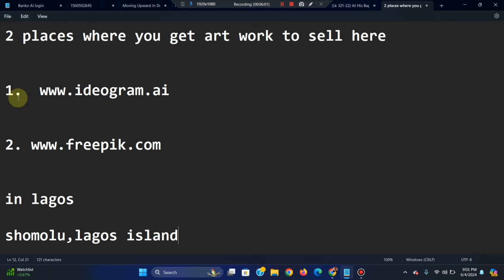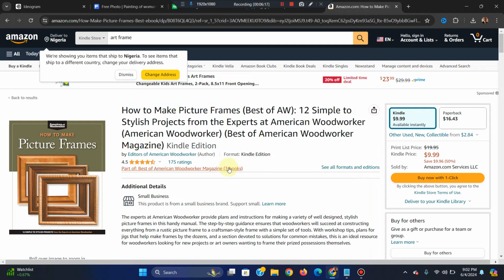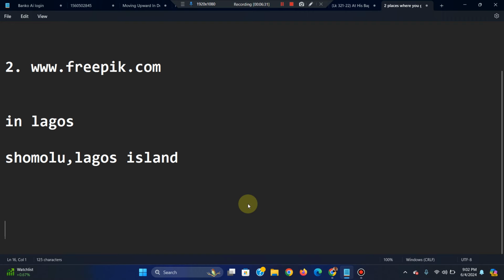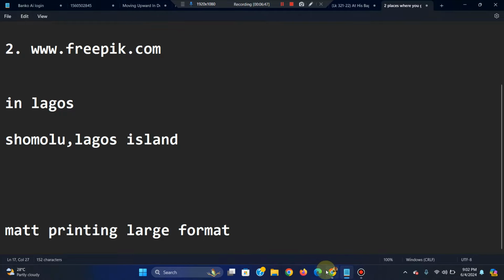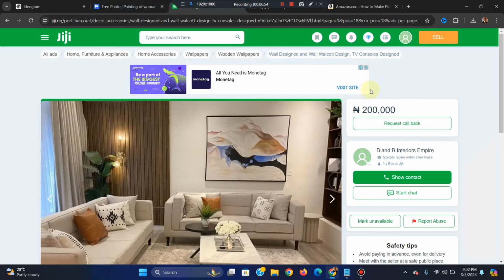Don't forget, these are the two places where you can get free images that you can print in Lagos here. If you are not in Lagos, you will still get the image here, but you can print anywhere that the photographer directs your attention to. Once they are framing there, they will get you the address of where they can print large formats. Don't forget, the printing has to be matte printing, large format. The total money you will spend will be like 7k, and if you are selling very well, like this other guy I just showed you, you can sell at 200k.